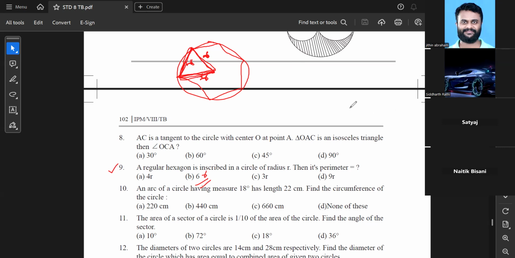So for example, let me say I'm calling the side of the hexagon as A, or maybe I'll just call it S, side. Area will be equal to 3 root 3 upon 2 multiplied by side square. This is the area of a hexagon. Okay, sir. Thank you.